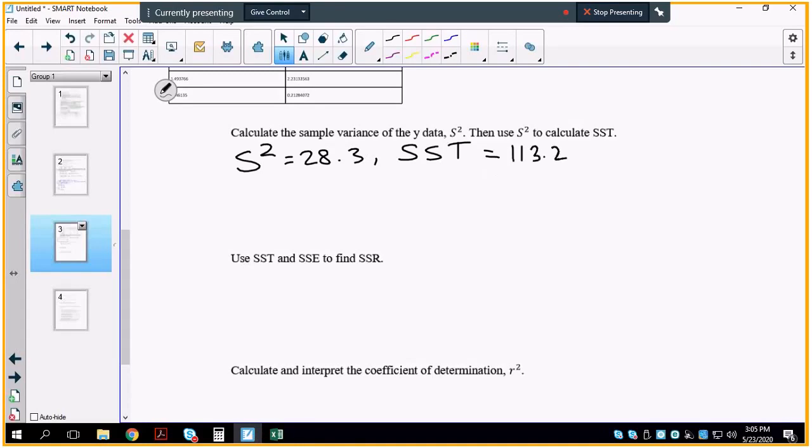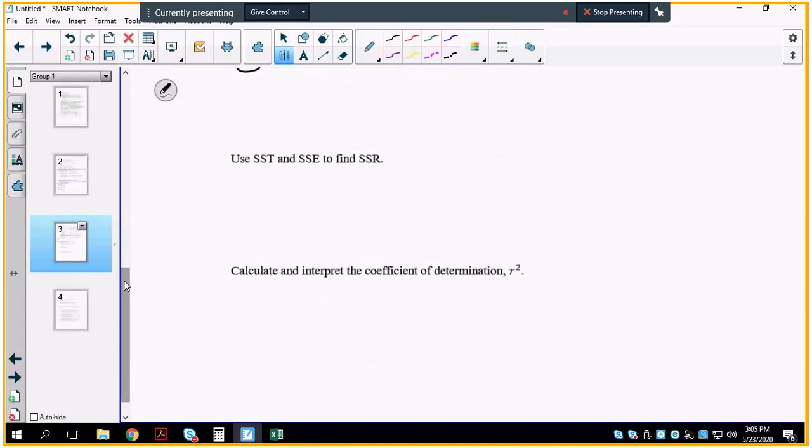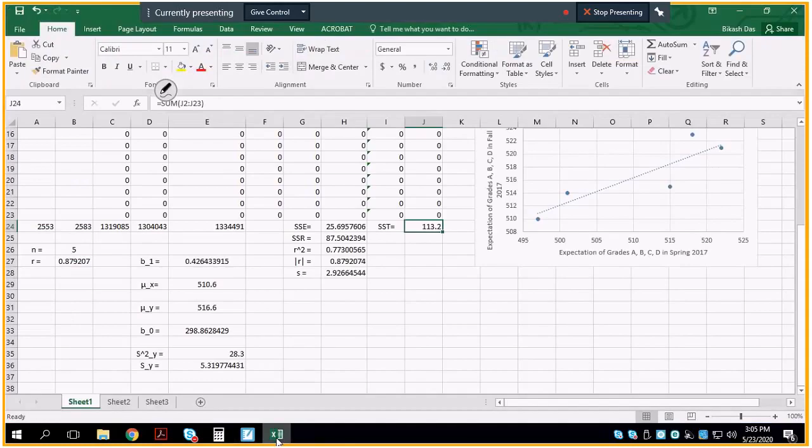Next question: use SST and SSE to find SSR. Again, I know SSR is equal to SST minus SSE. Instead, just use the spreadsheet. So SSR is 87.5042.